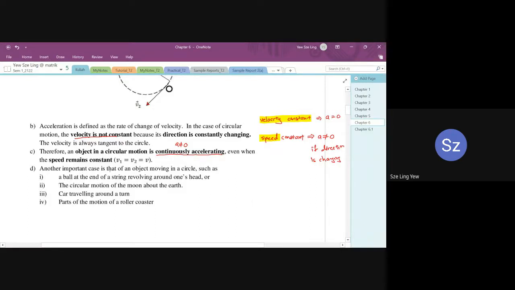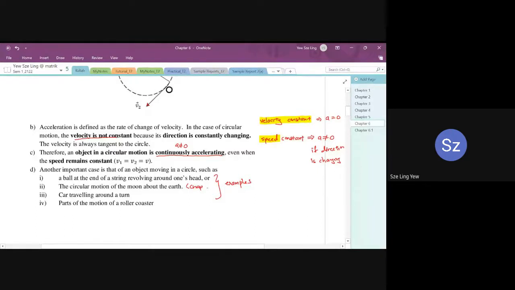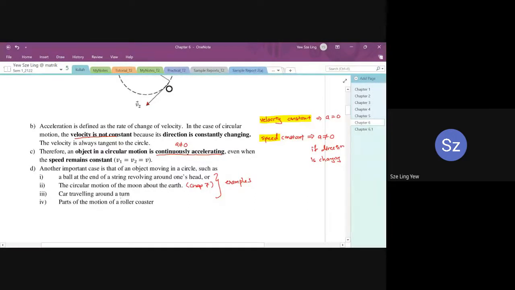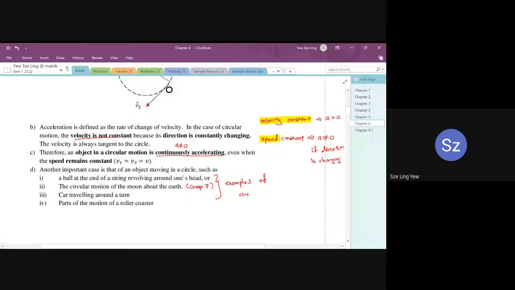So another important case is an object moving in a circle, such as a ball at the end of a string. We have examples here, and we are going to go through them after we finish with all the definitions. A ball at the end of a string revolving around one head, and then the circular motions of moons about the earth. This one we are going to look at in chapter 7. And then a car traveling around a turn, and parts of the motions of a roller coaster. All these are examples of circular motion, and we are going to look at them later today.